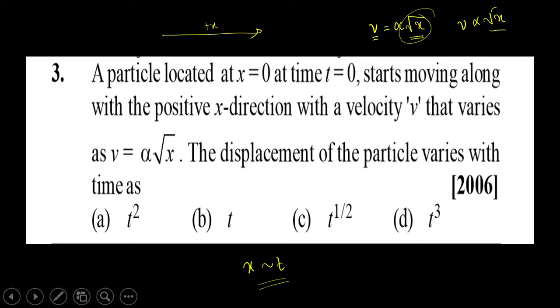So guys, you just pause the screen right now, take 2 minutes of your time, do the question, and then come back to the screen. We are going to solve it right now. So yes, let's solve it.